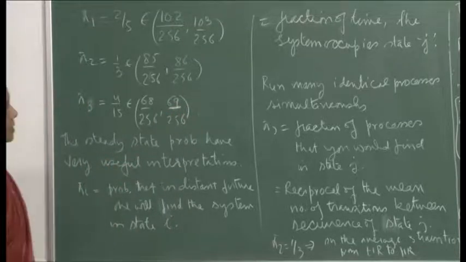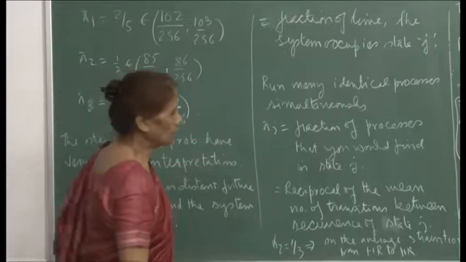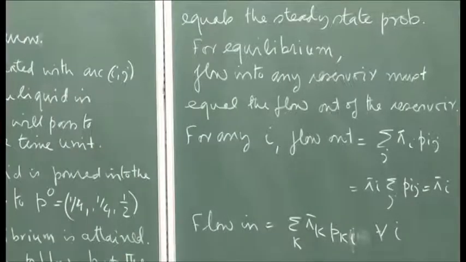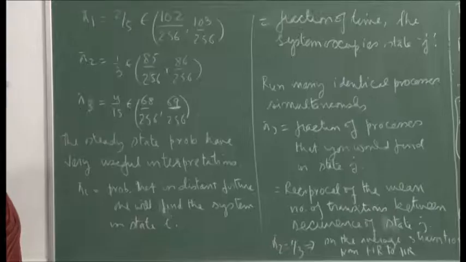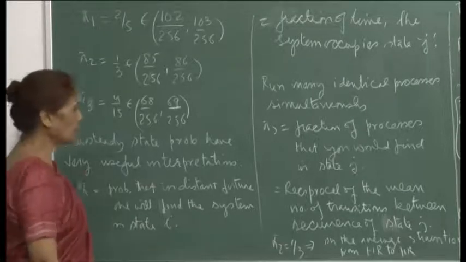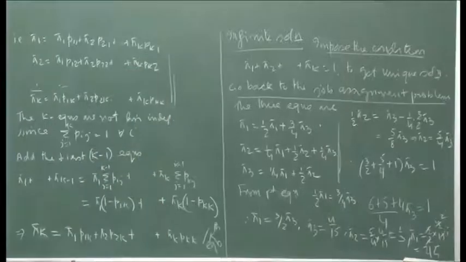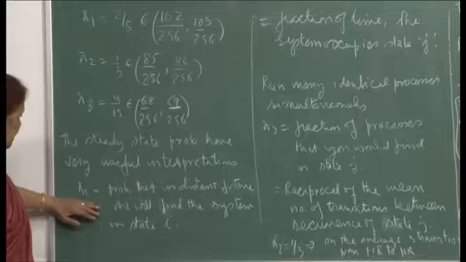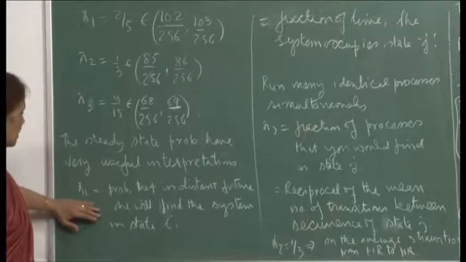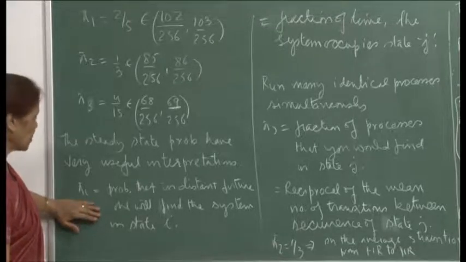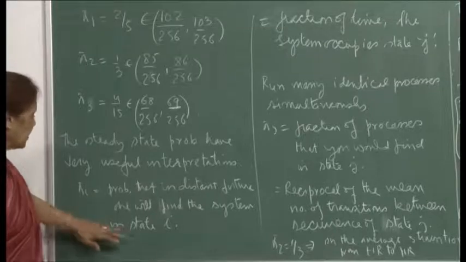So, the two things match, but certainly that is a much better, quicker way of obtaining your steady state probabilities. Now, these steady state probabilities have very useful interpretations and we will continue seeing through examples later on when we analyze the process further. So, essentially what we have said is that pi i is the probability that in the distant future one will find the system in state i.